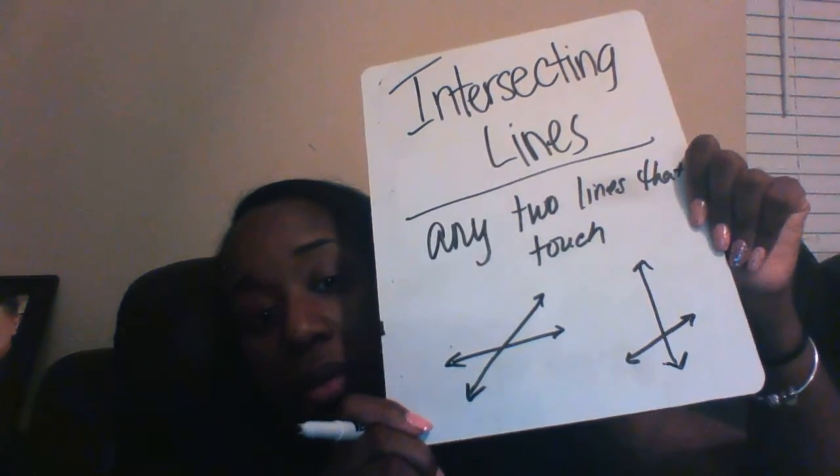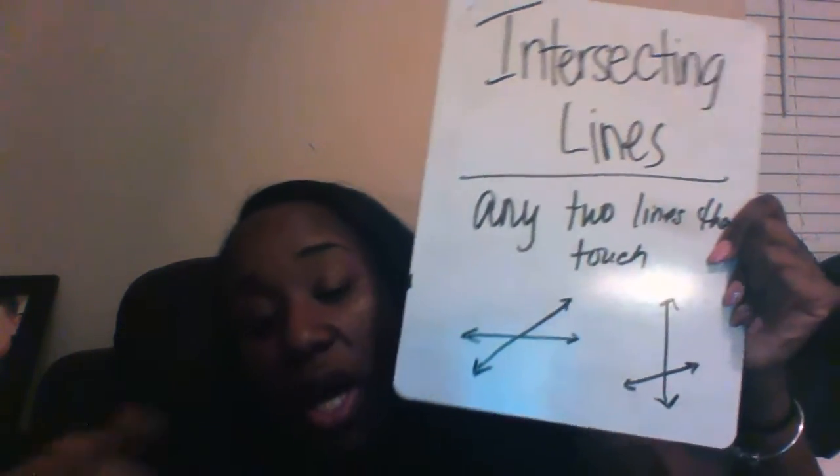So an intersecting line is any lines that touch. They can just touch, okay? It's any line that touches. Any two or more lines that touch. Any two lines that touch, actually. Sorry, it's a little sloppy. So it could look like this. It could look like that. These are examples of intersecting lines. They just touch. It doesn't matter.